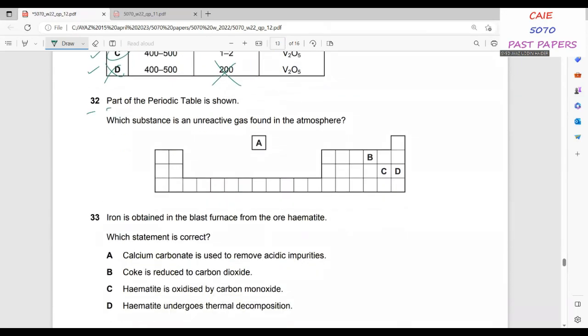32, part of the periodic table is shown. Which substance is an unreactive gas found in the atmosphere? It's very easy. D will be the gas because it belongs to group 8. So D is the right answer.